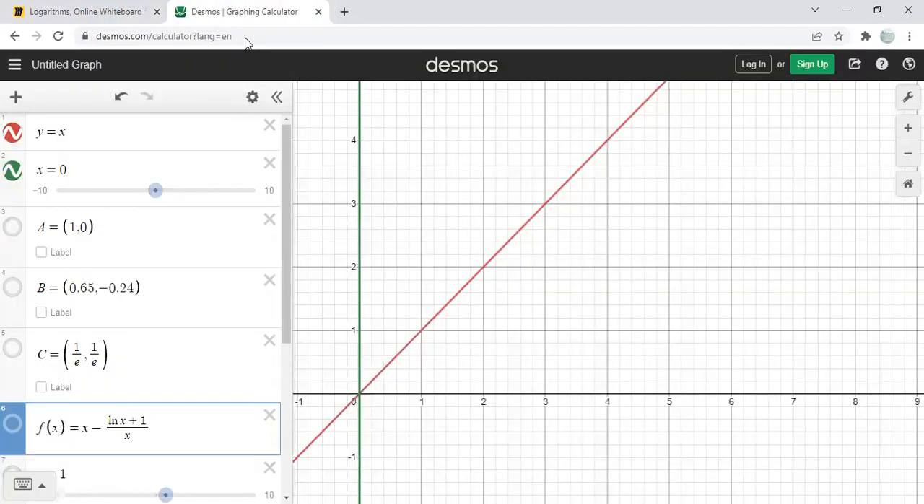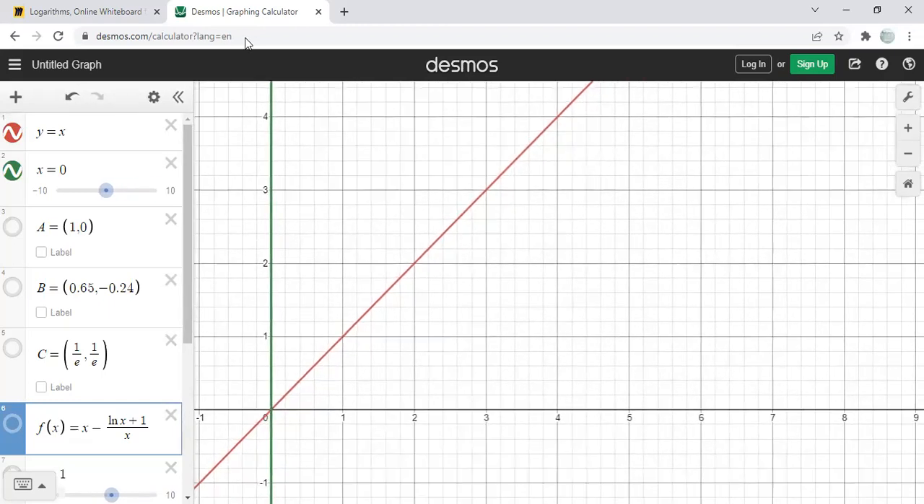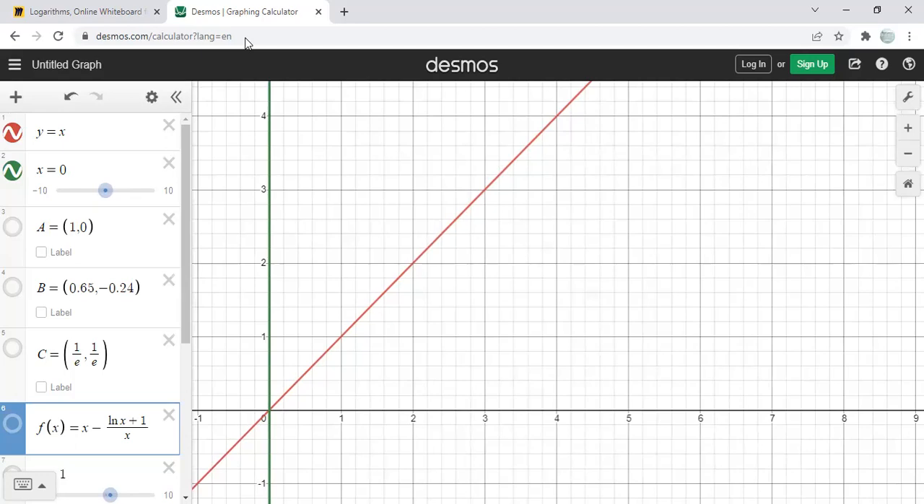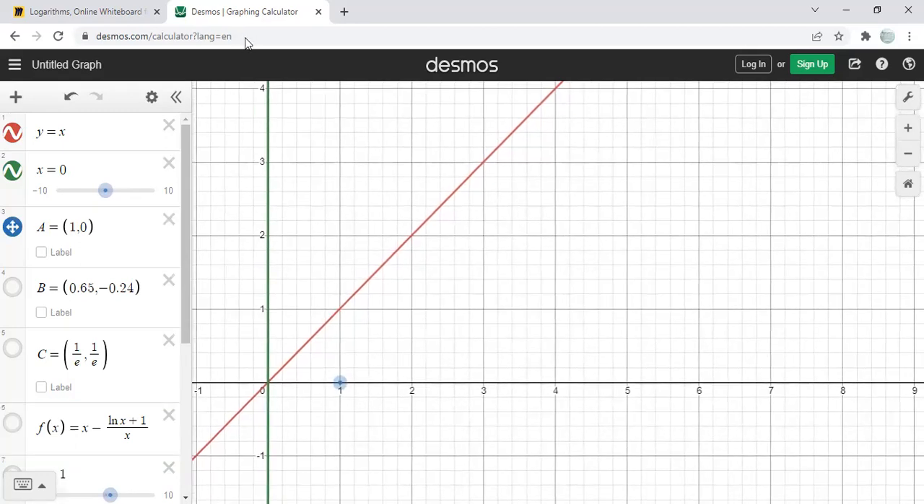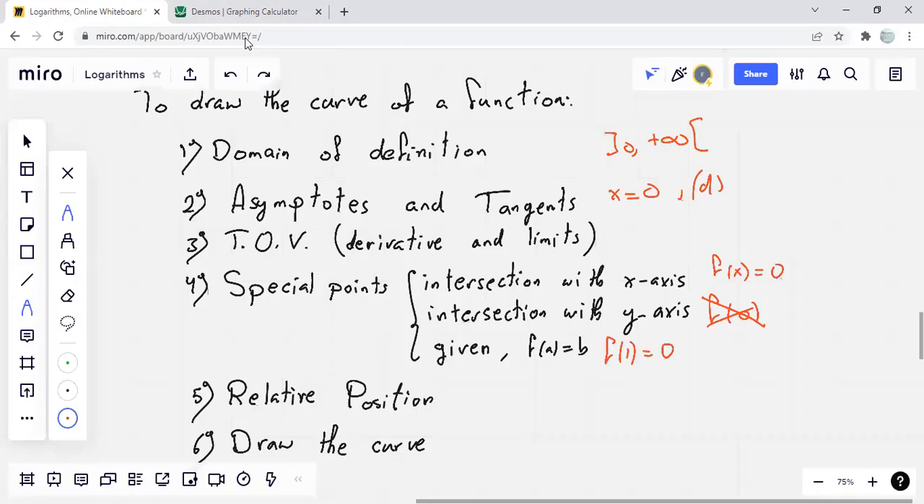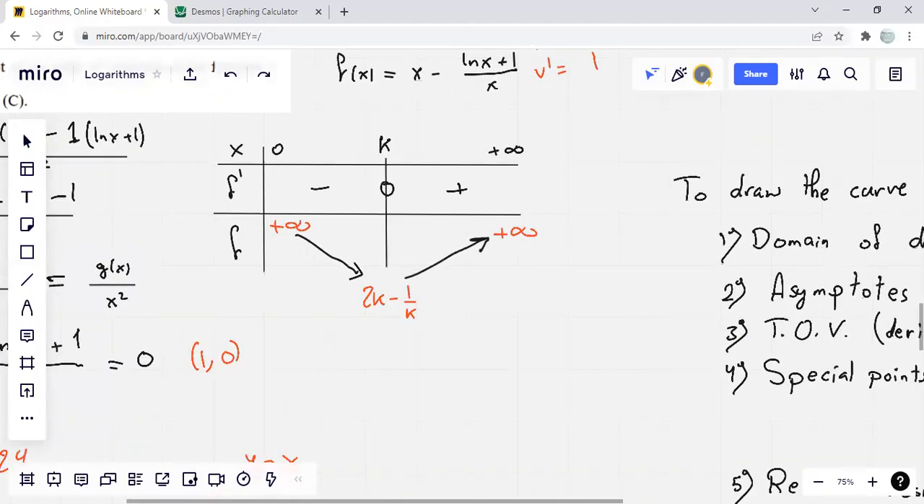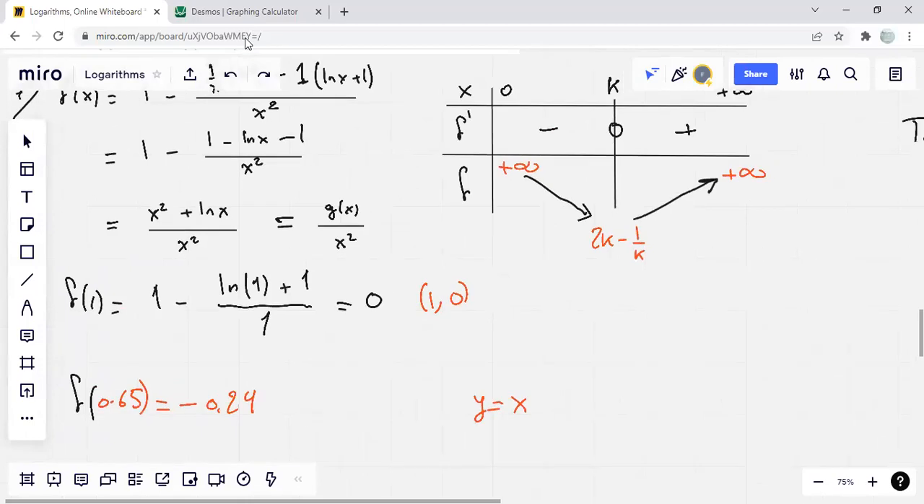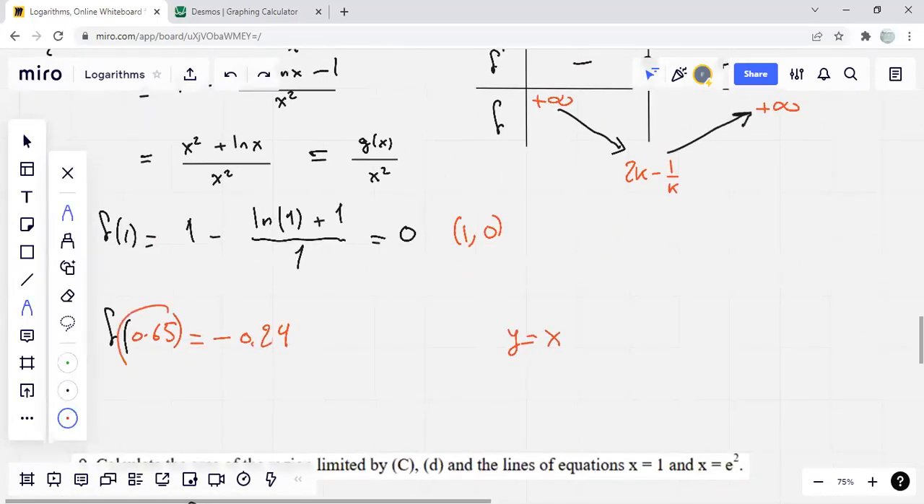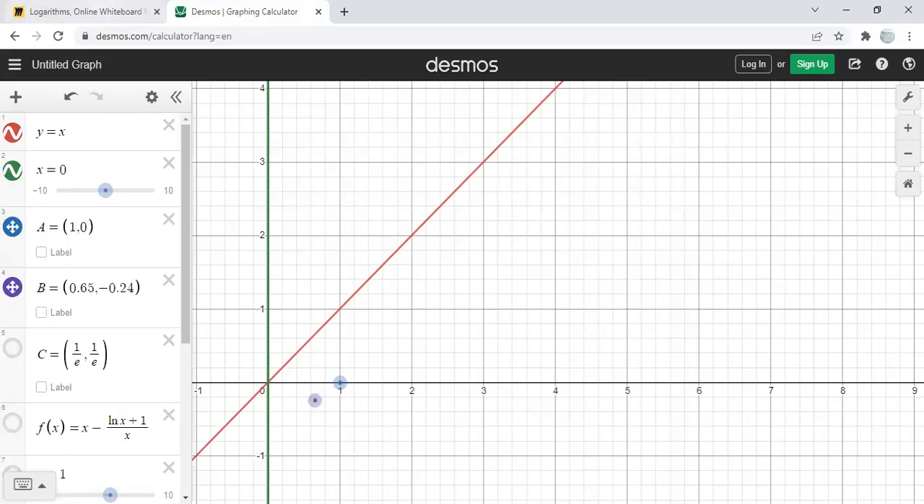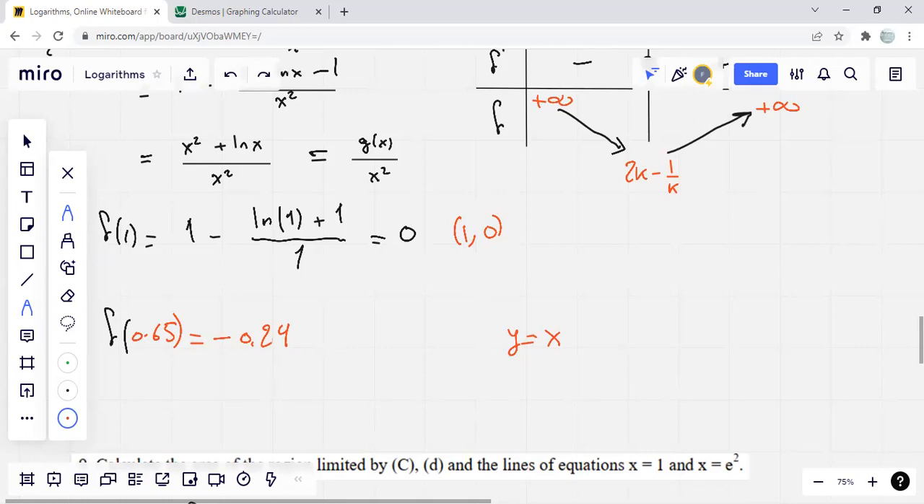So let's go here. First, we drew the line, the first bisector, which passes through 1 1, 2 2, 3 3 and so on. Then we put the point 1 0, because we know the curve passes through it, since f of 1 is equal to 0. We put the second point, f of k. We know that at k it will be 2k minus 1 over k, so here at 0.65 approximately it will be minus 0.24. So we put this point as an approximation, and this point will be the minimum. We notice it is the lowest point: the curve goes down to it and then goes back up.